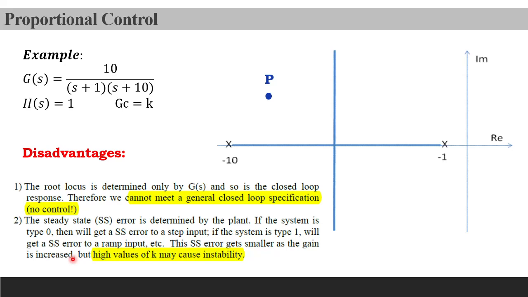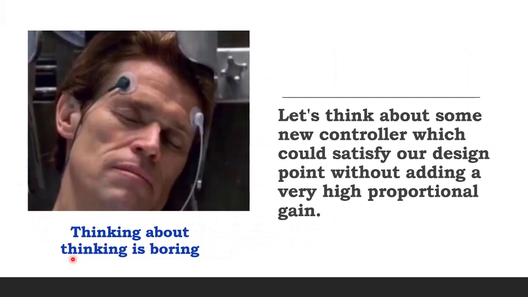So let's move forward. Let's think about some new controller which could satisfy our design point without requiring a very high proportional gain, right? Now we're not interested in a high proportional gain k cascaded with our plant function; we want to find some other controller function to manipulate our whole forward path. So yeah, let's think about it.